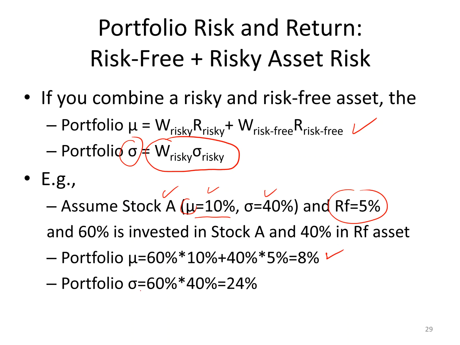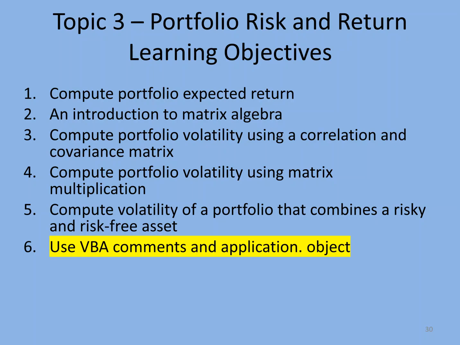However, the standard deviation of that combined portfolio is simply the weight in the risky, 60%, times the volatility of the risky, 40%. The standard deviation of that combined portfolio of a risky and risk-free asset is simply 24%. So in this topic, we simply computed the volatility of a portfolio that combines a risky and risk-free asset, which becomes important in the next topic.